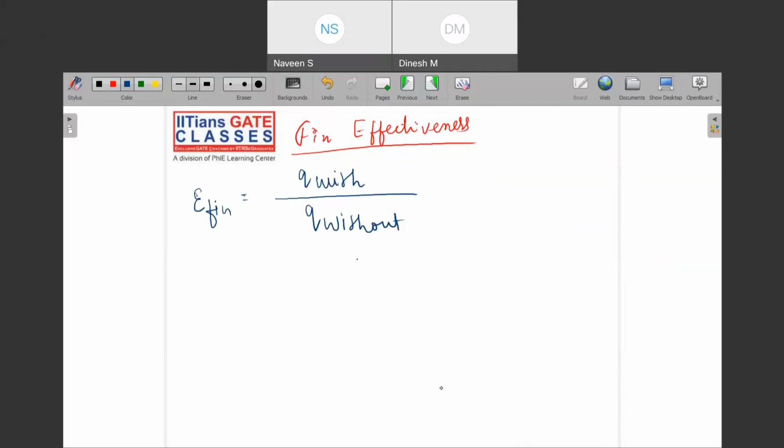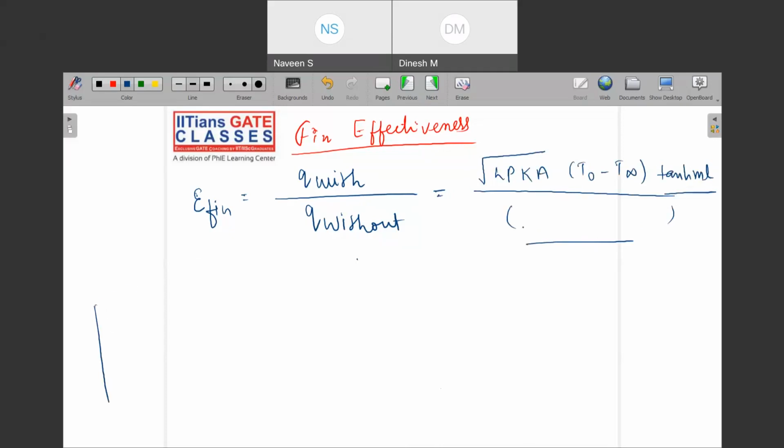Okay, now q with upon q without, right? So what is the heat transfer with the fin? The heat transfer with the fin, we have seen, is the square root of HPKA multiplied by, for an adiabatic fin, T naught minus T infinity into tanh ml, divided by what the heat transfer would be if there was no fin.